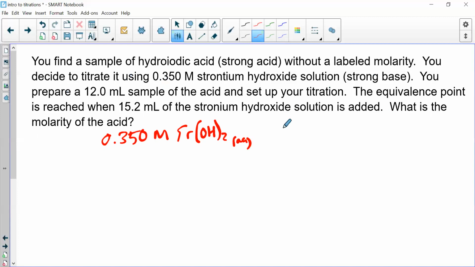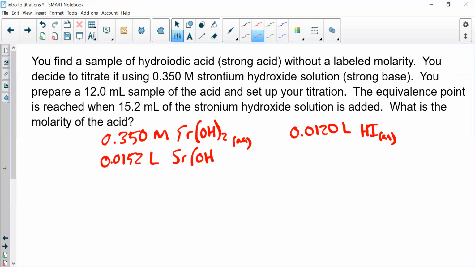You prepare a 12.0 milliliter, or 0.0120 liter sample of the acid. What's the acid? Hydroiodic, HI, aqueous. The equivalence point is reached when 15.2 milliliters of the strontium hydroxide solution is added. So that's going to be 0.0152 liters of strontium hydroxide. Okay, so you might want to pause, try solving this on your own.